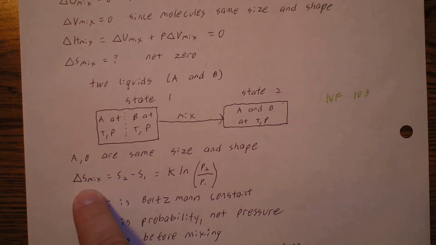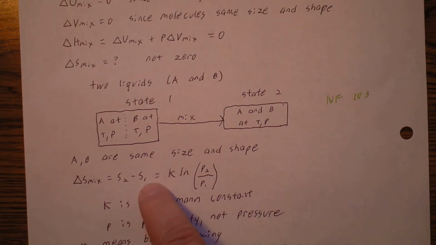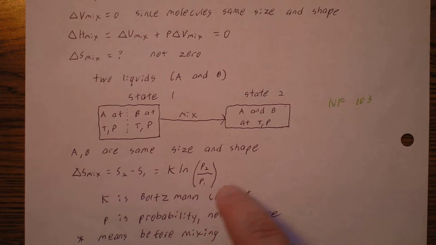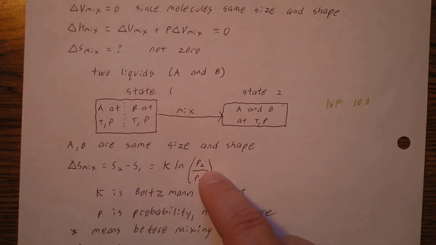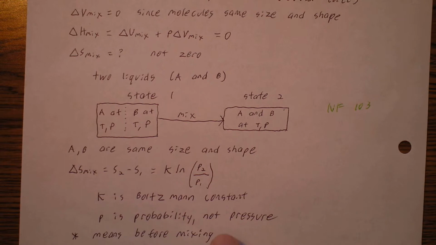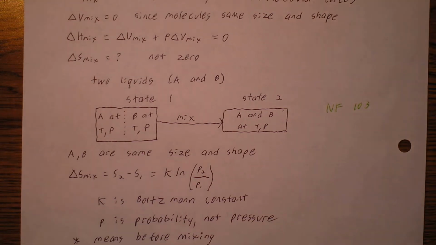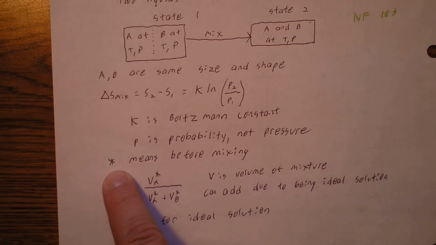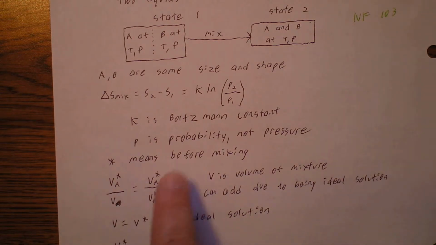Now remember, the change in entropy from mixing is going to equal state 2 minus state 1, and that's going to be equal to k, which is Boltzmann's constant, times the natural log of the probability of state 2 divided by the probability of state 1. Sorry, I said pressure at first. In this case, P is probability, not pressure. Got to be careful not to get those switched around. Okay, and again, star in this chapter means before mixing.